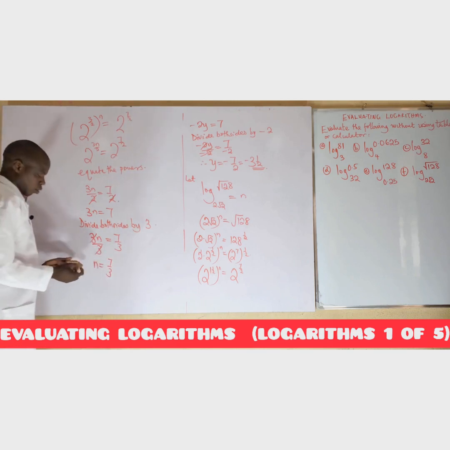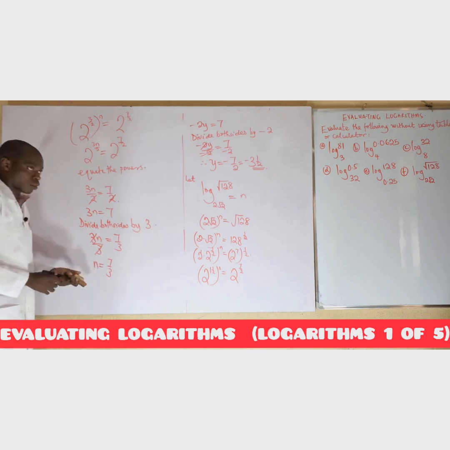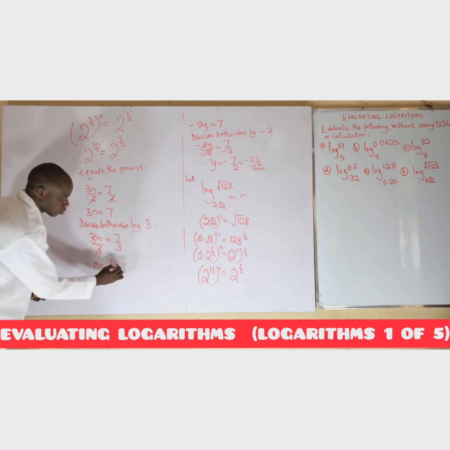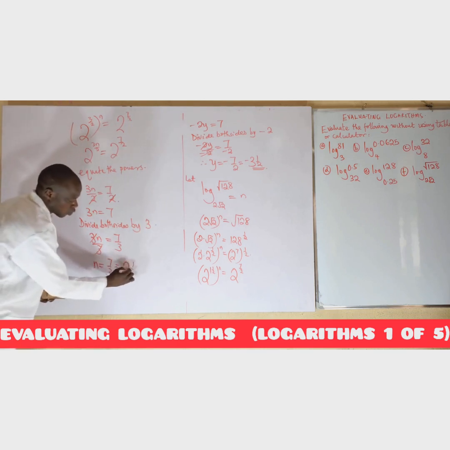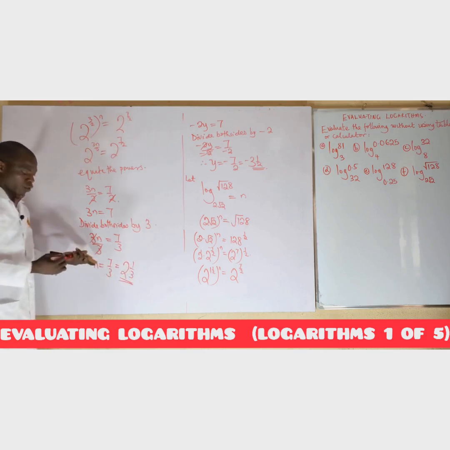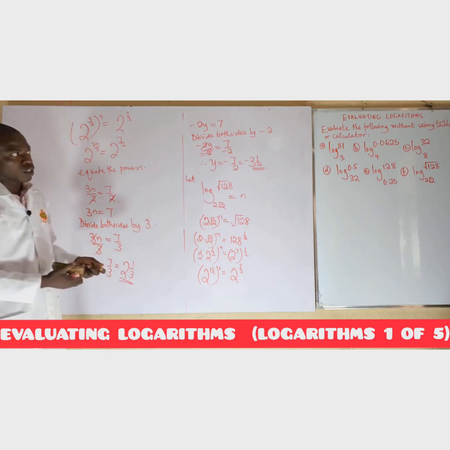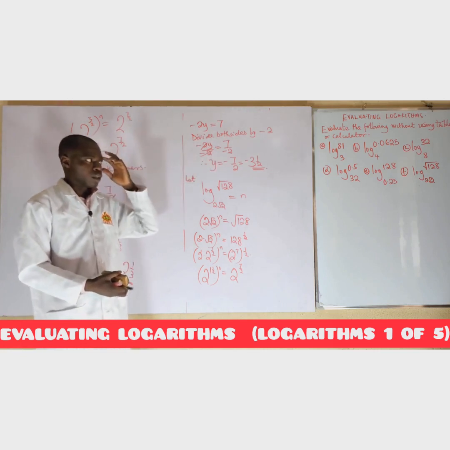So you can see what we have and how to solve that, and you can express it further. That's 2 whole number 1 over 3. That's how we solve this question. We solved a question based on evaluating logarithm.